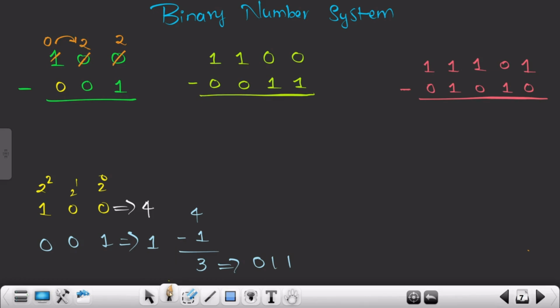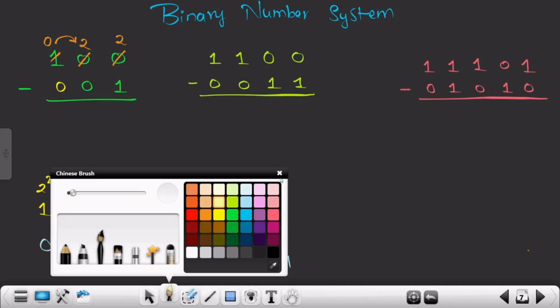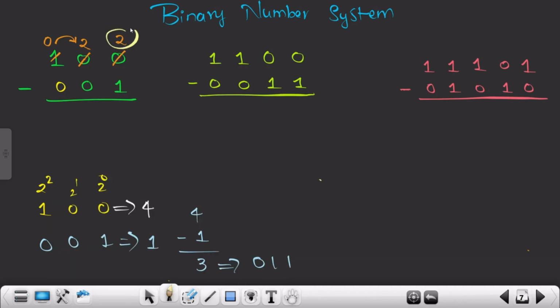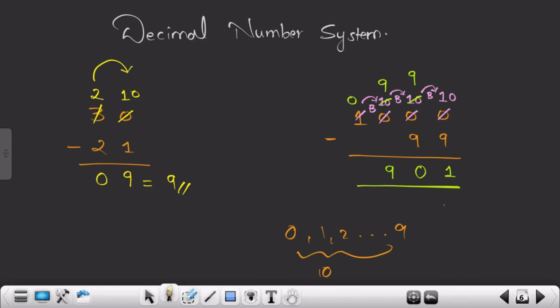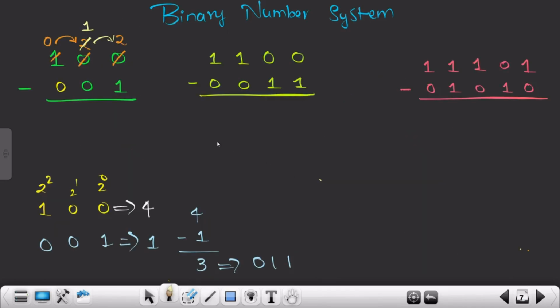And now you'll ask me, sir, why would this particular number be 2? Why are we writing it as 2? Because you are borrowing one from this particular 2, so you should make it 1. See, the concept is the same. Over here we were borrowing from this particular digit, so that's why we cancelled this 10 and made it 9. Over here as well, if you look very clearly, the number was 2, but since it was borrowing one from this particular digit, it became 1.